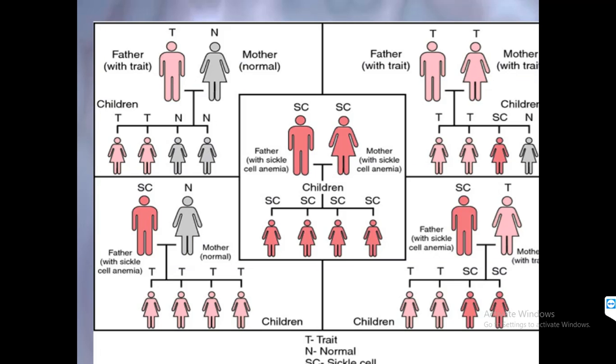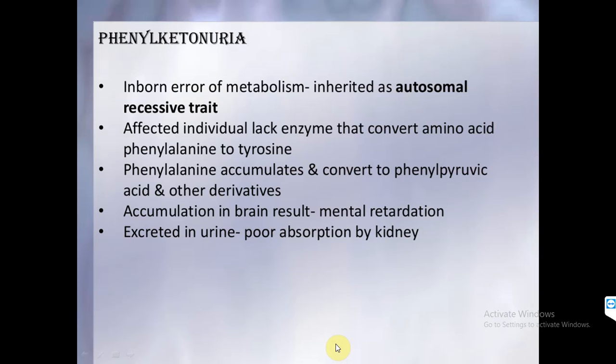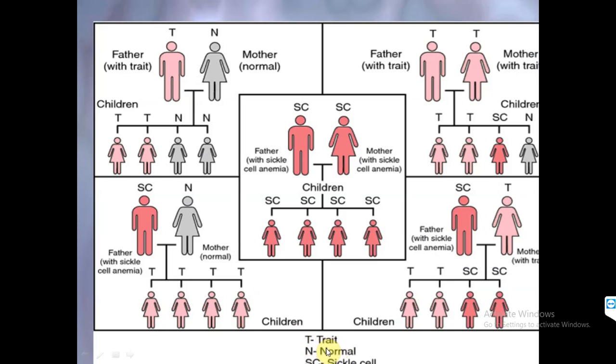Now in the first, you look here. T is for trait, N is for normal, and SC for sickle cell. So this is the terminology that we'll use. T, trait, that is what is the trait. Then N, when there is normal. Trait means it is having the trait but it is not diseased. And SC for sickle cell, that it is diseased. The father is with trait and the mother is normal. Whatever children are produced, the two daughters will be with trait and the other two will be normal.